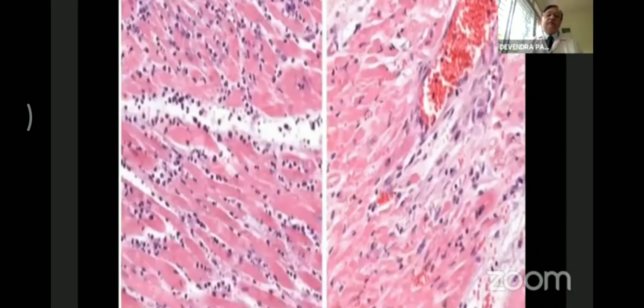Here is a histomorphological picture where the leukocytes have come out into the interstitial space. These are the muscle fibers that we see here. Here is a blood vessel, which is dilated. We can see margination of the leukocytes.